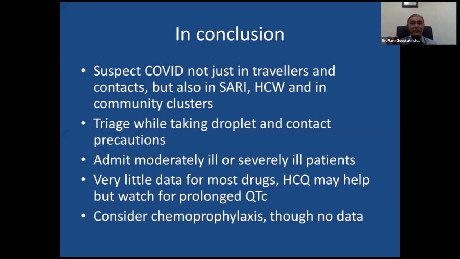So this is my final slide. Please suspect COVID, not just in travelers and contacts, but also in any severe respiratory illness, healthcare workers, and in community clusters. Please take care right from the beginning to avoid transmission to yourself and to other patients. Admit only moderately ill or severely ill patients. Very little data for most drugs. Hydroxychloroquine may help, but again, it's a cardiotoxic drug. Consider chemoprophylaxis, but once again, no scientific data behind chemoprophylaxis.